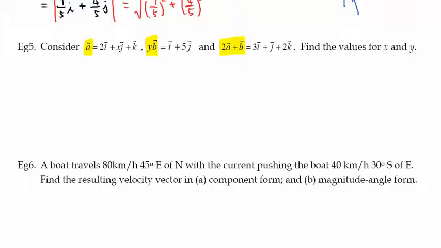So looking at the equation, 2a plus b, what it means is we are to multiply this vector by 2 times a, and then we are going to work with vector b, not using the y. So basically, if y is a constant, you just divide it to the other side. You will then end up with 3i plus j plus 2k. So 2 times a will give us 4i plus 2xj plus 2k.